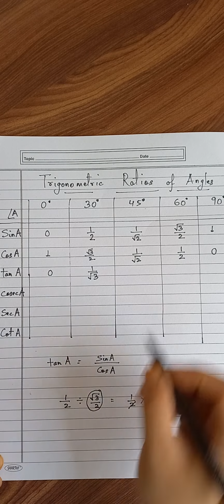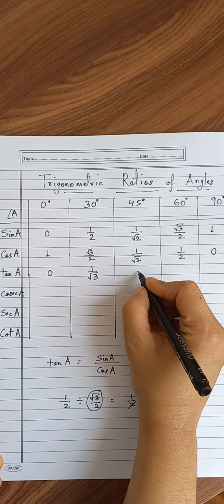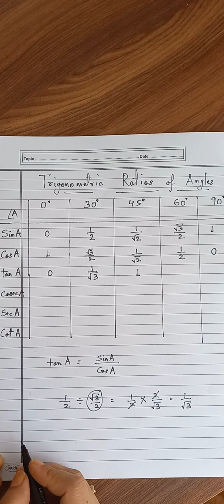Now tan 45, again the same values are there. So if we divide the same value, we get 1. So tan 45 is 1.